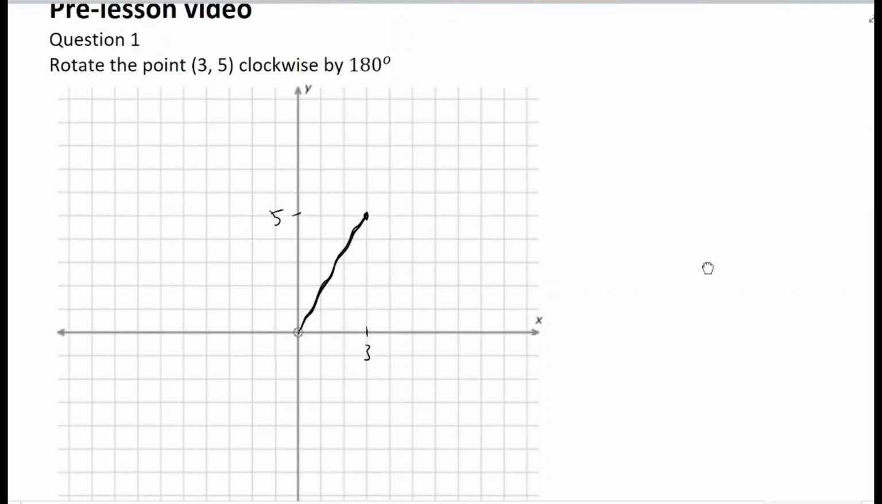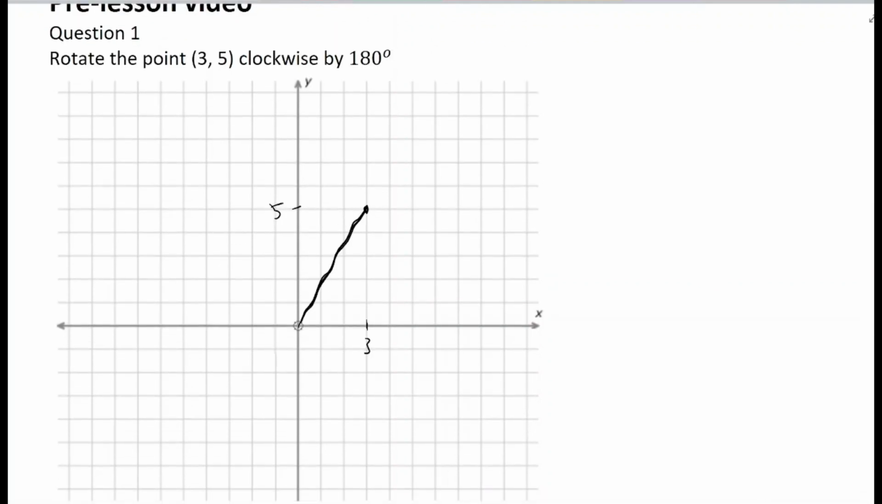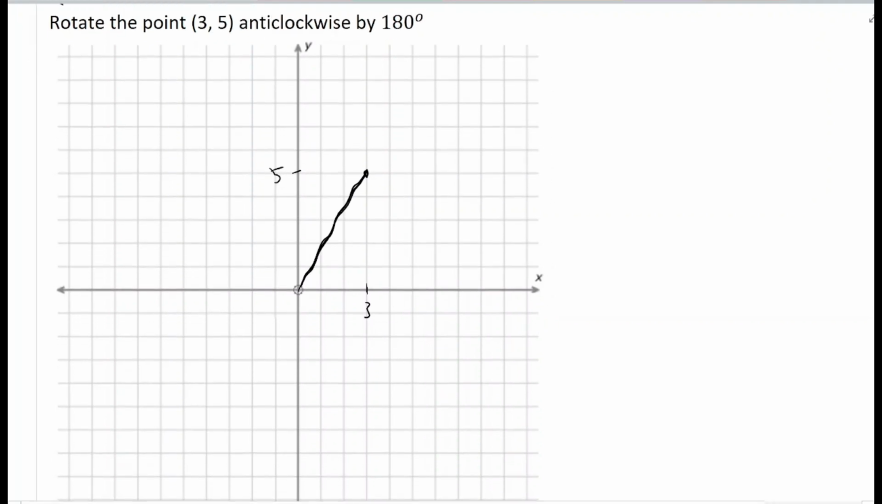And then we want to rotate it by 180 degrees clockwise. That should say anti-clockwise, my bad. And that's going to look like this. So 180 degrees, and it should point out the same length. So what we should end up with is right here, which is (-3, -5).